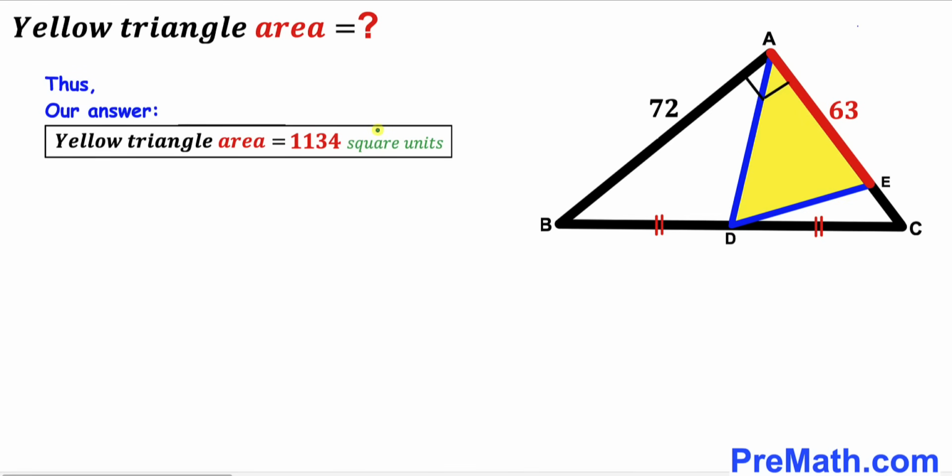So thus, after all the calculations and manipulations, the area of this yellow shaded triangle ADE turns out to be 1134 square units. In other words, the area of this yellow shaded triangle is going to be 1134 square units. And that's our final answer.